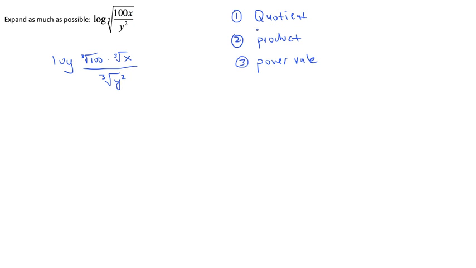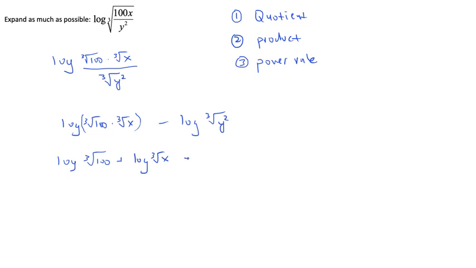The quotient rule says we can break this up into the log of the numerator minus the log of the denominator. So log of the cube root of 100 times the cube root of x, minus log of the cube root of y squared. Remember, these terms go together. Now I can use the product rule, because this is a product, and break it down into the sum of the 2 respective logs: log of the cube root of 100 plus the log of the cube root of x, minus the log of the cube root of y squared.